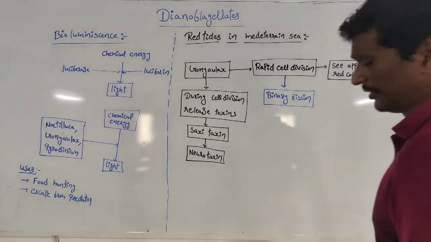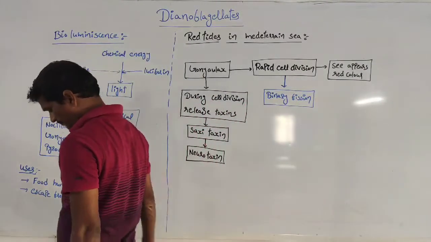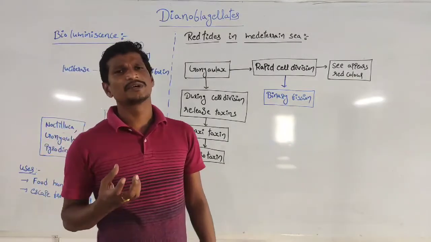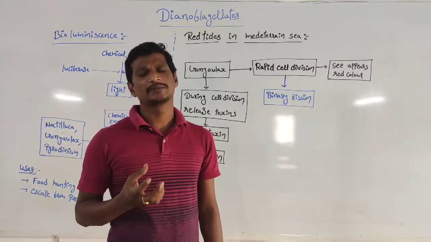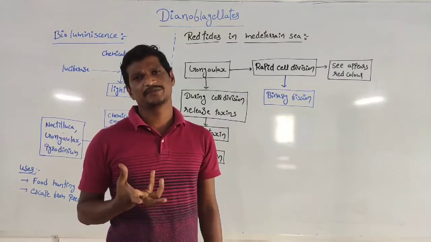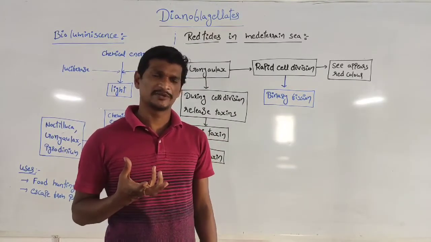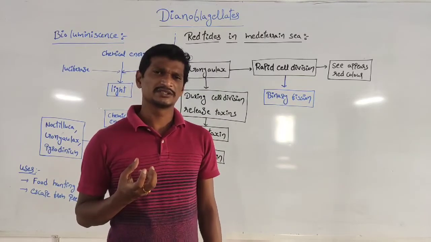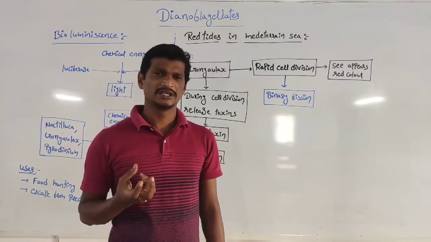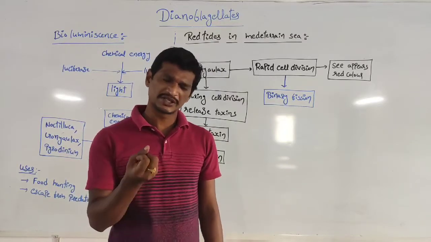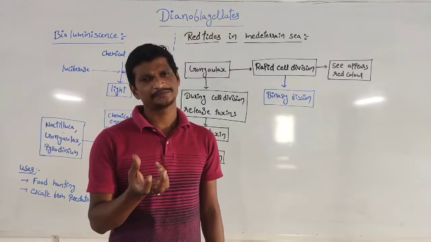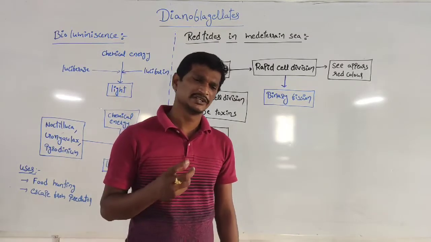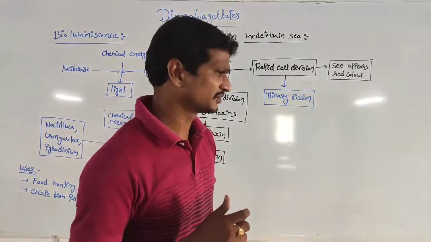Coming to the next one, bioluminescence. Bioluminescence is when some living creatures have the capacity to emit light. The emission of light is luminescence. Since the process is done by living organisms, it is called bioluminescence.